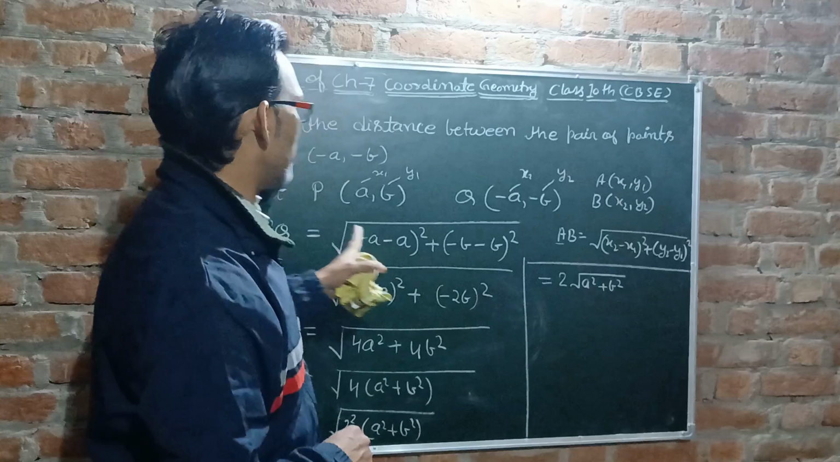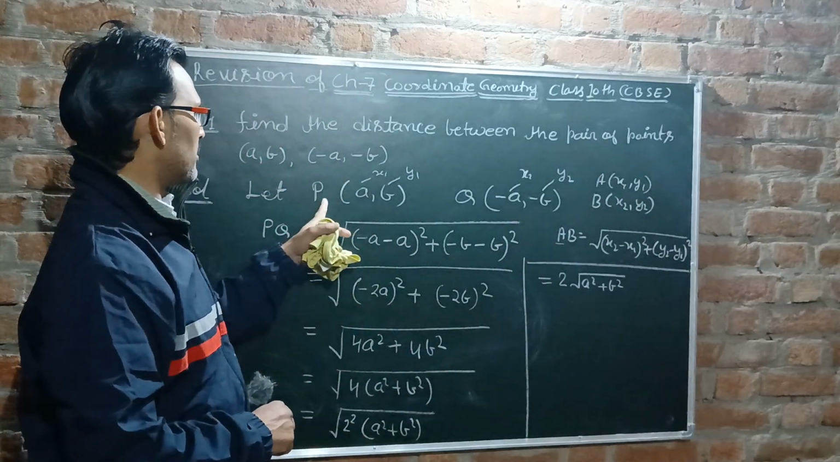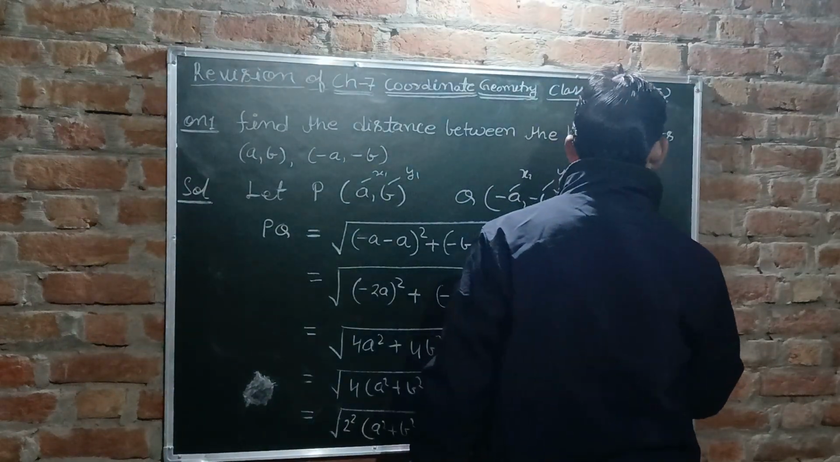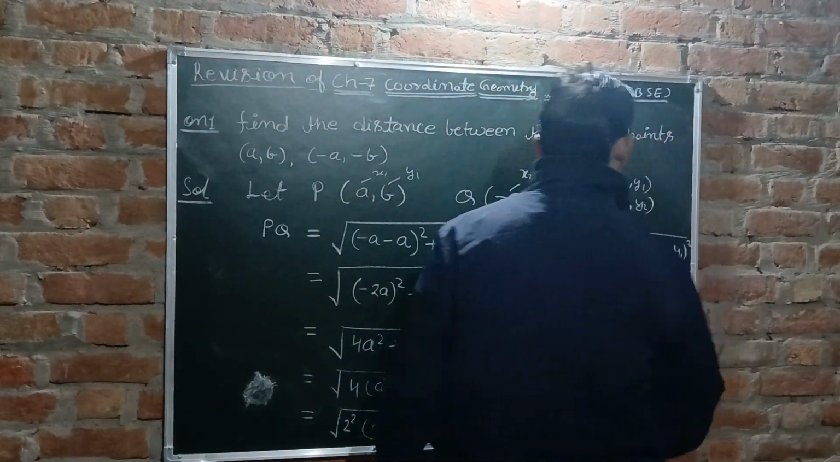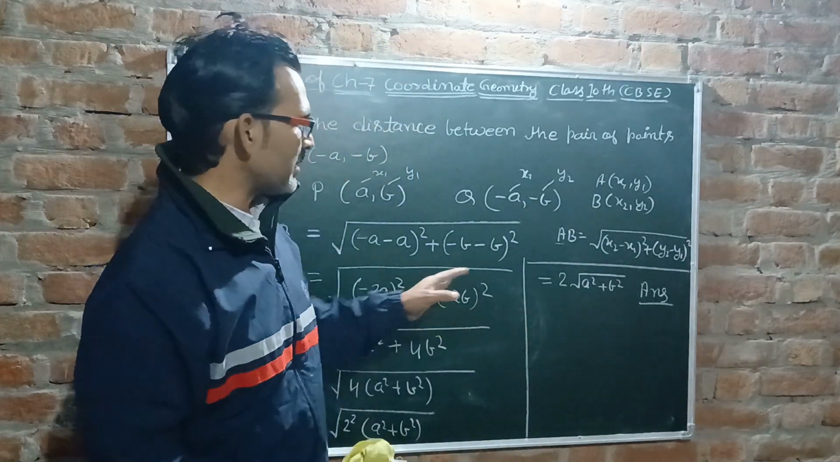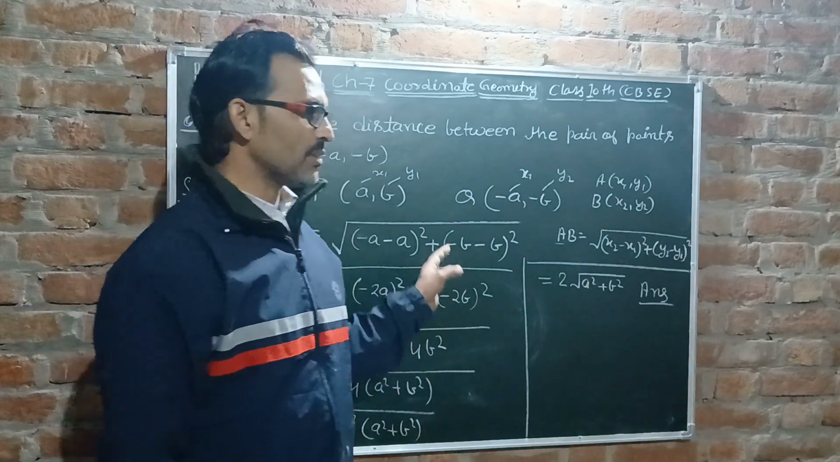Find the distance between the pair of 2 points, that is the distance between point P and point Q. It is 2 under root a square plus b square. This is our answer. So by applying this formula, you can find the distance between any 2 points, whatever the question is asking.